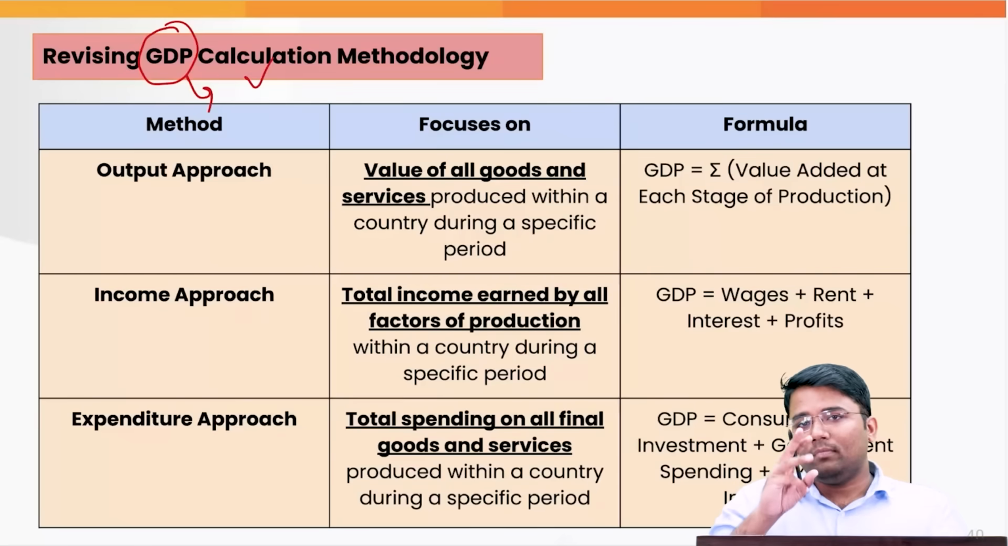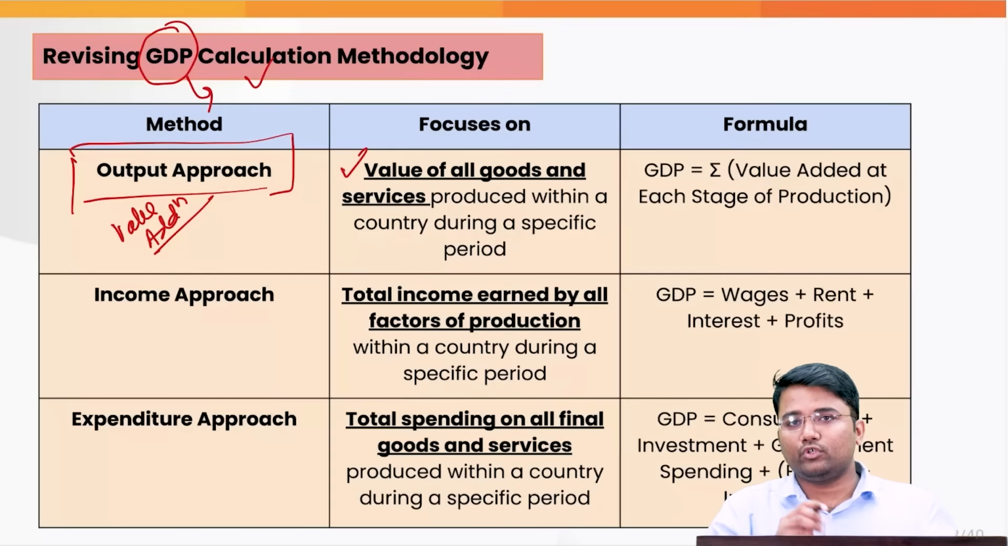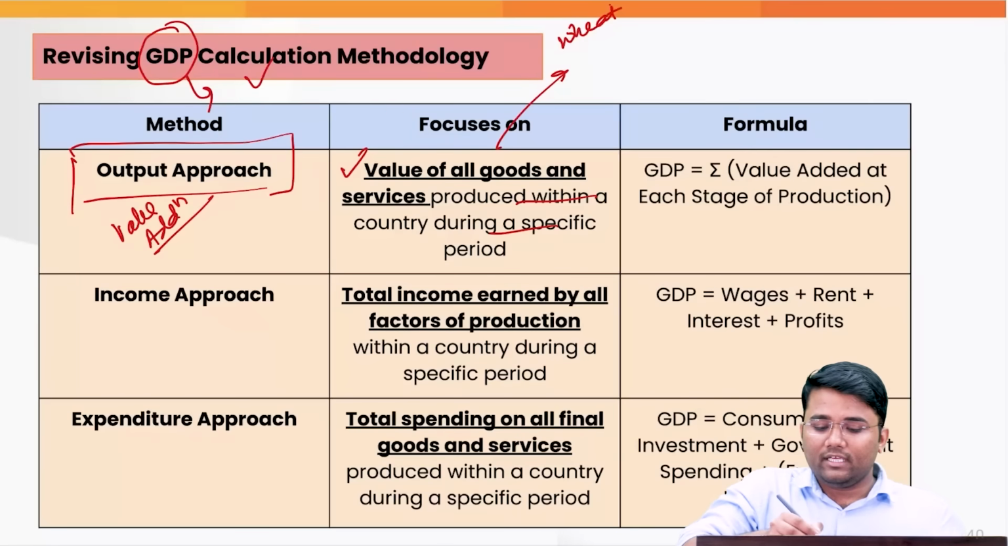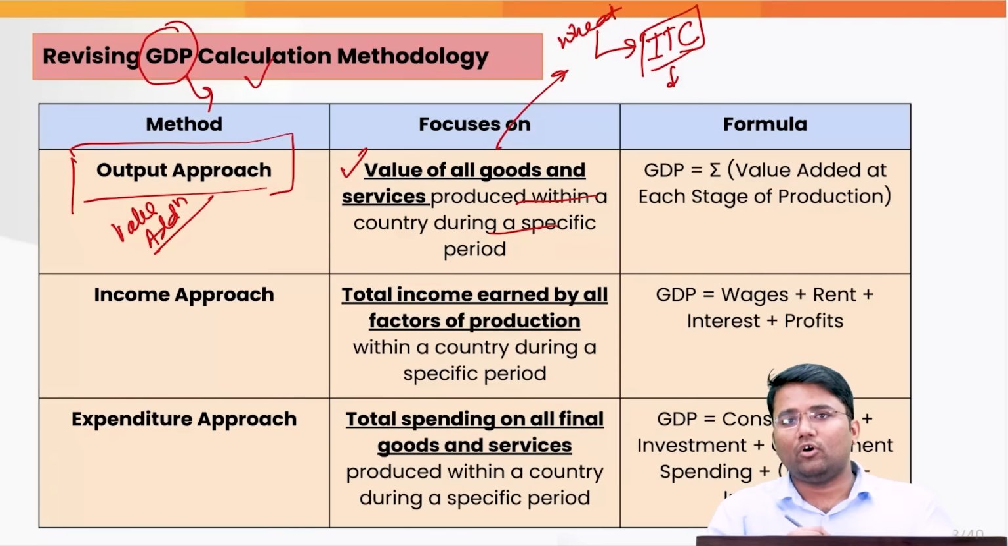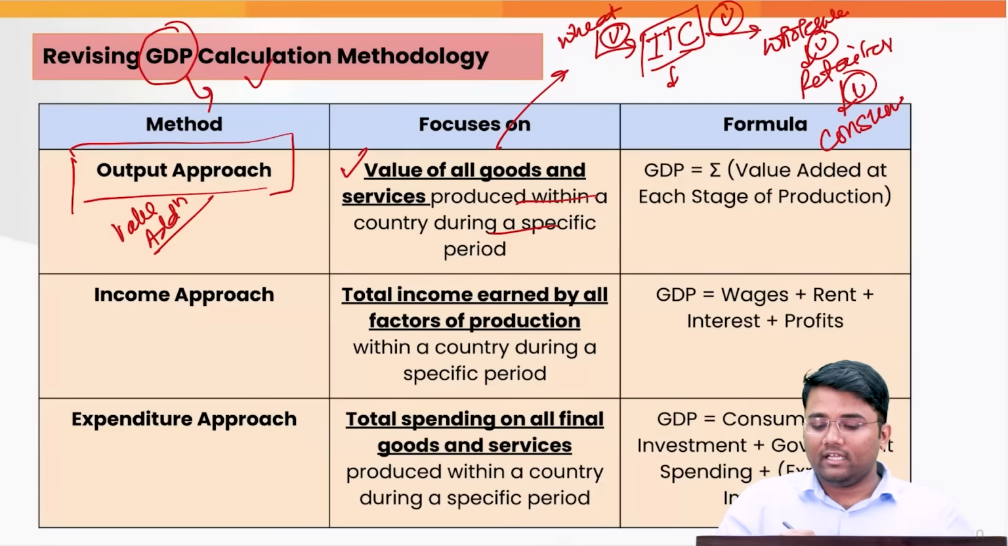Now this calculation is done by 3 methods. One is the output approach, which is also known as the value addition method. Here all the value of goods and services produced within a country during a specific period is calculated. For example, there is wheat which is being produced. Now this wheat is sold to ITC to make atta or flour. Then it is sold to a wholesaler, then to a retailer, and then to the ultimate consumer. Whatever value addition is happening at each stage of production, when we calculate all that, we get the GDP through this value addition method or output approach.